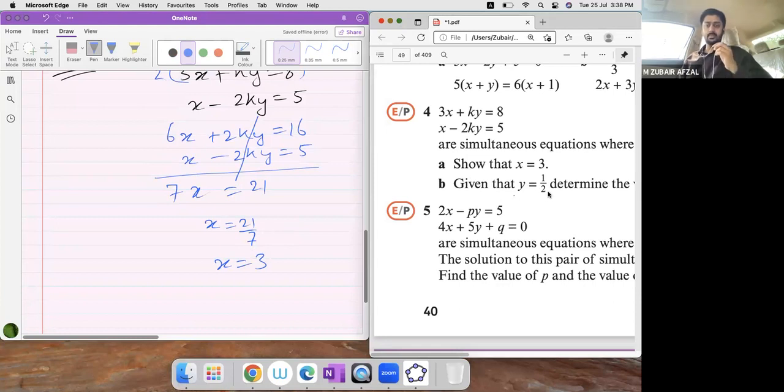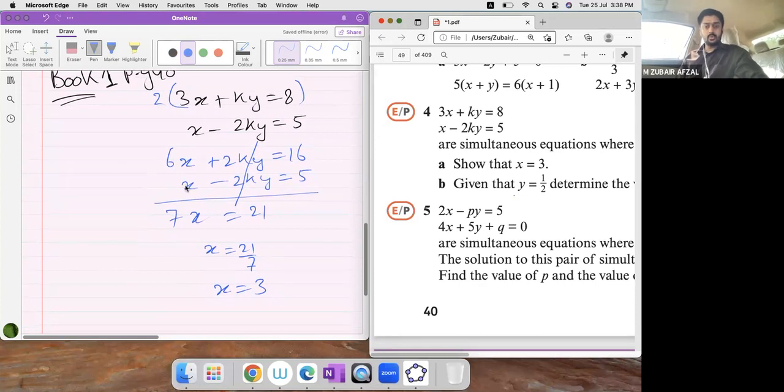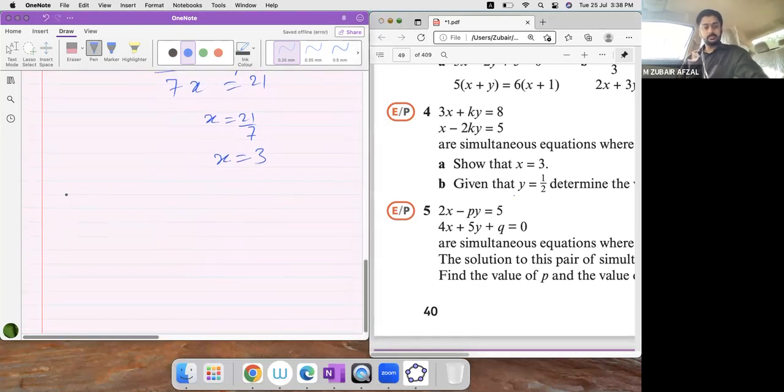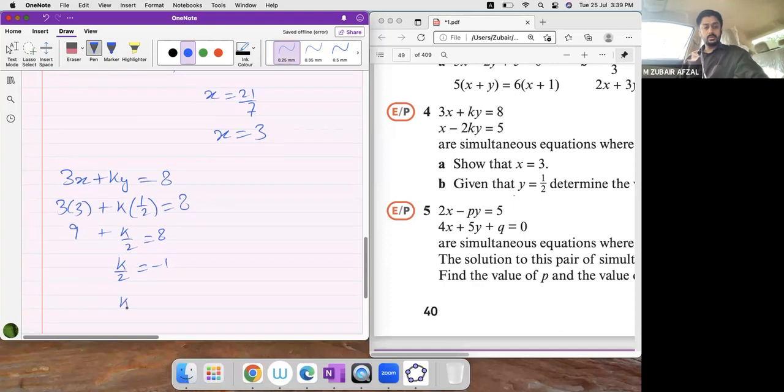Second, it says y is 1 by 2. So choose any equation. I choose the first one, 3x plus ky equals 8. We've already solved for x, which was 3. K is unknown. Y is 1 by 2. And you will get your k. 3 times 3 plus k by 2 equals 8. K by 2 equals minus 1. So k equals minus 2.